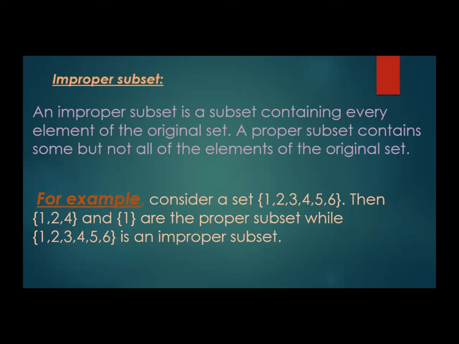An improper subset is a subset containing every element of the original set. A proper subset contains some but not all the elements of the original one. For example, consider a set {1, 2, 3, 4, 5, 6}. Then {1, 2, 4} and {1}, only a single element as well, are proper subsets. While if we write {1, 2, 3, 4, 5, 6}, it is an improper subset.